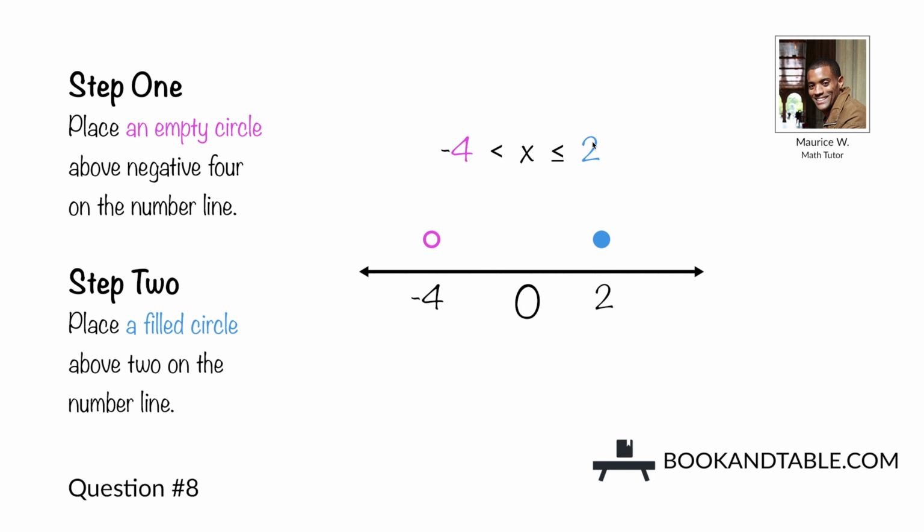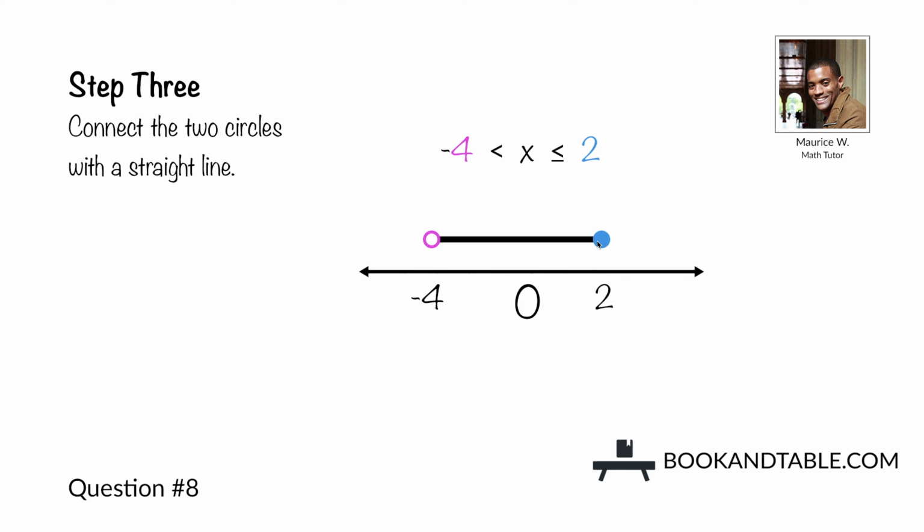We then draw the circle that represents the largest value in our compound, which is x is less than or equal to 2. So since it can equal 2, we place a filled circle above 2 on the number line. And then to finish, step 3, we connect the two circles with a straight line. So this is how we would represent our inequality on a number line.